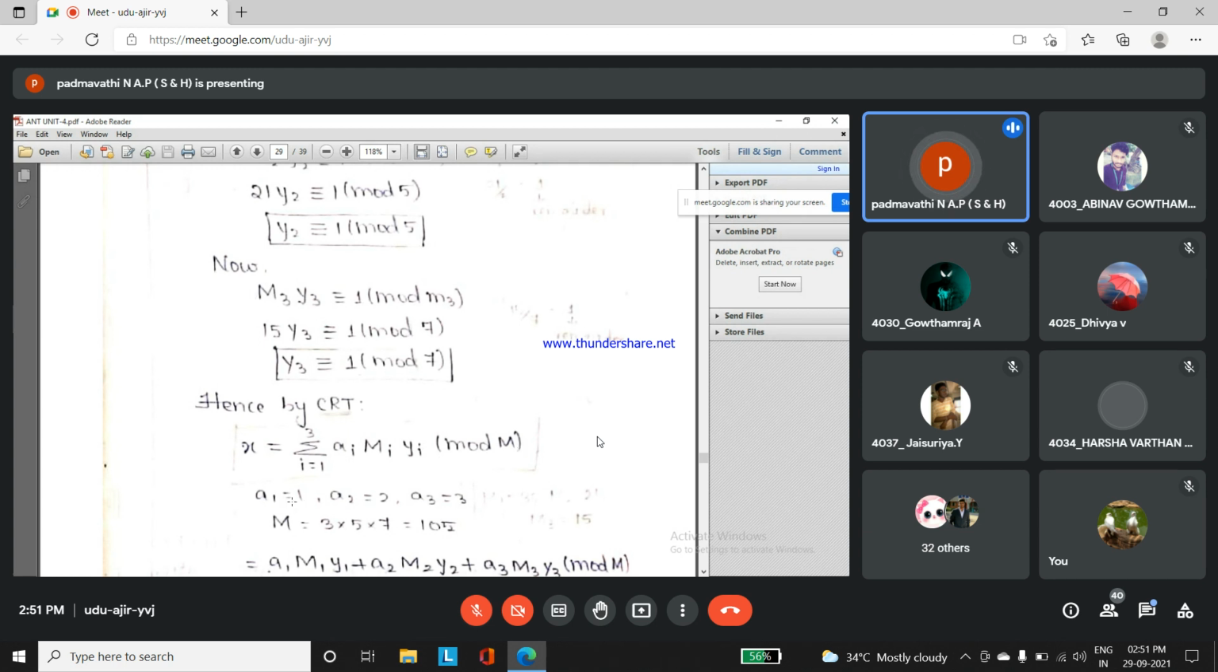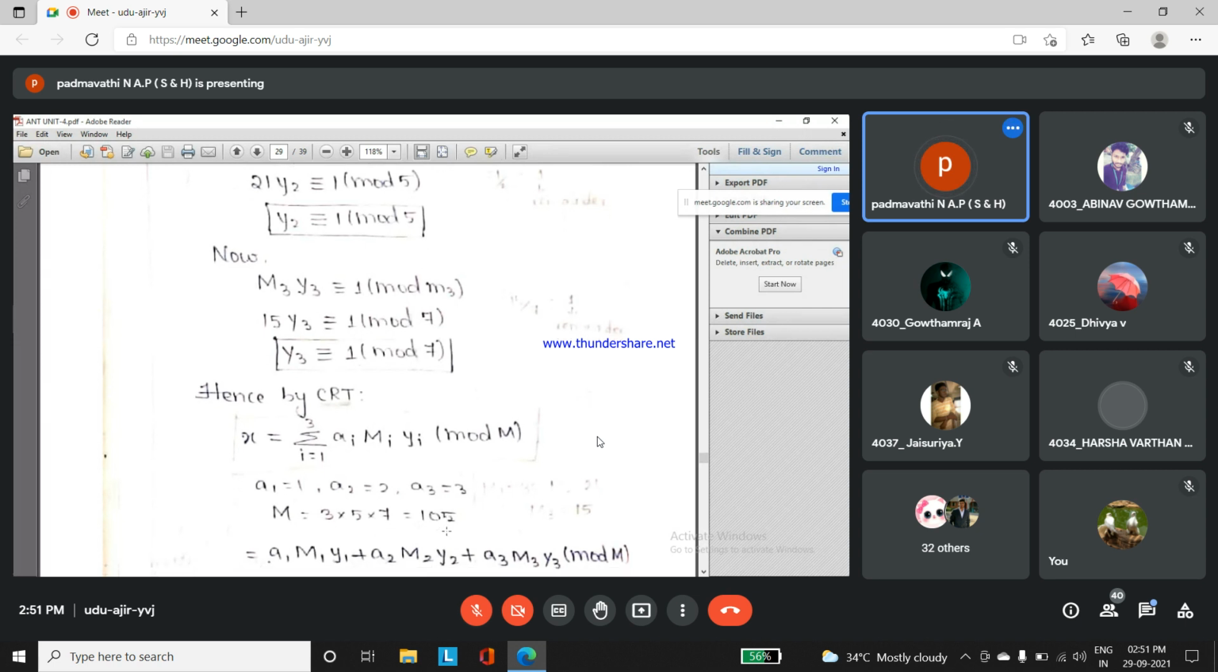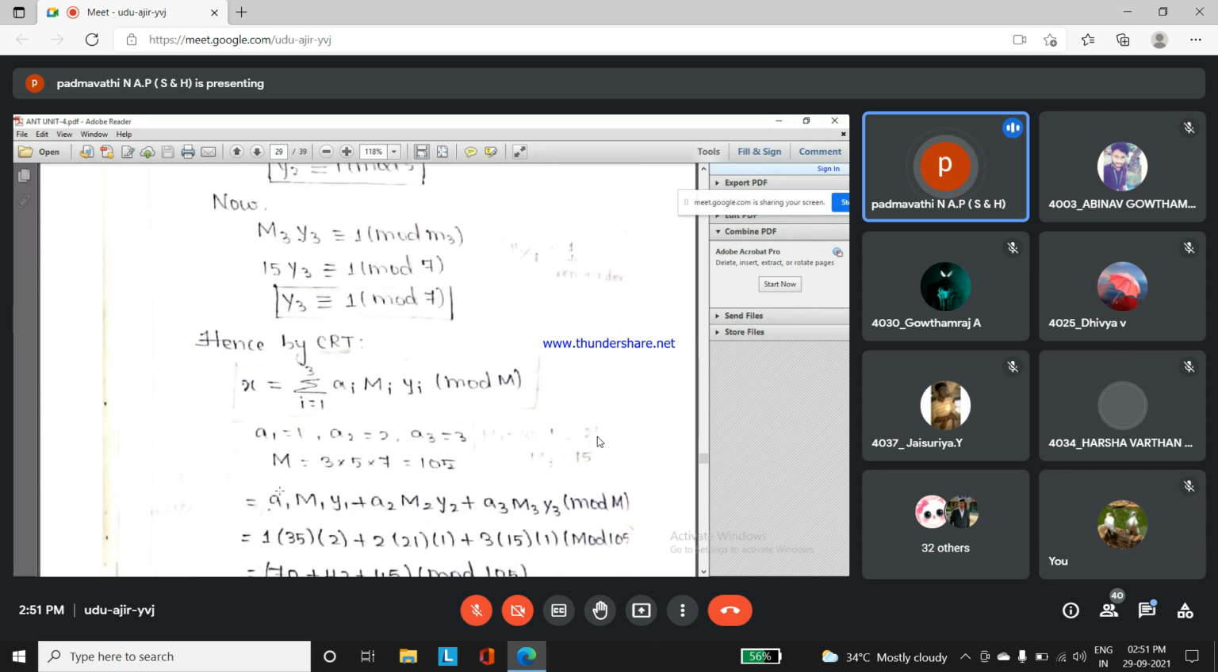Then a1 value la theriyalama, that is given, our values are given. a1 equal to 1, a2 equal to 2, a3 equal to 3, okay. Then capital M is the multiplication of the moduli, 105, okay. Now expand the summation, put i equal to 1 to 3: a1 m1 y1 plus a2 m2 y2 plus a3 m3 y3 mod M.